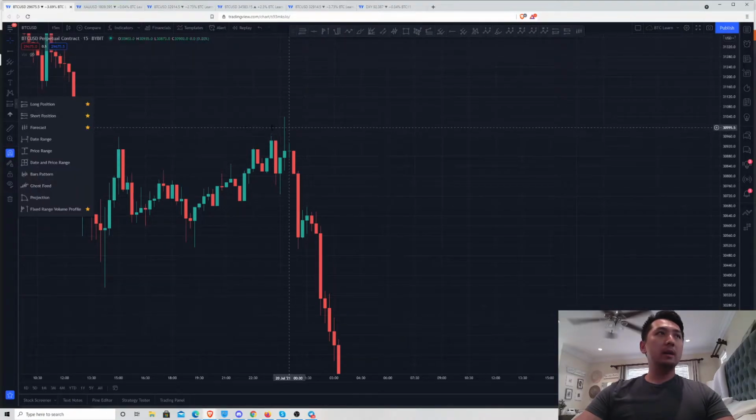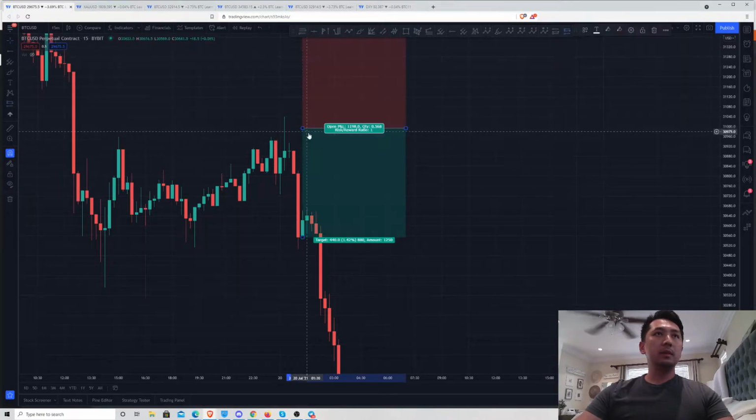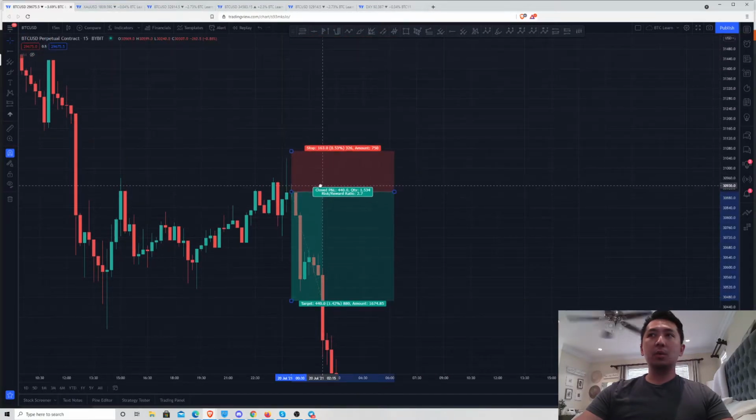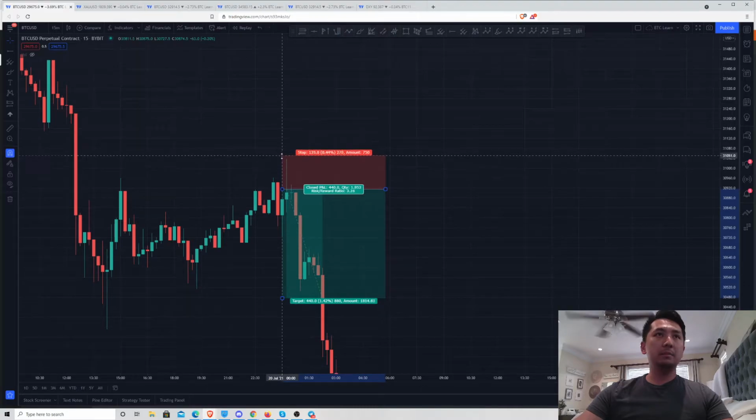So this was the trade that I was able to call. I think by the time everybody got it, we were probably right around here, which is not bad, right?